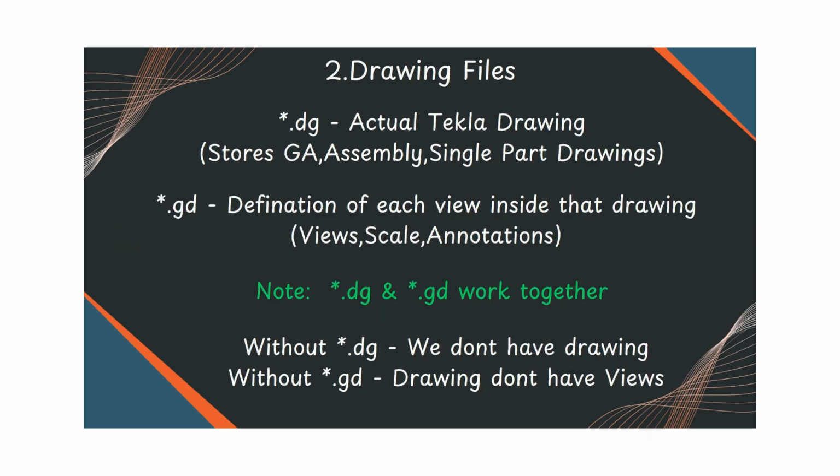Number 2. Drawing files, DG files. It is the actual Tekla drawing file. It stores the GA drawings, assembly, single part drawings. And GD contains information regarding views, scale and annotation. DG and GD, they work together. Without DG we don't have drawings and without GD we don't have views. They work together.